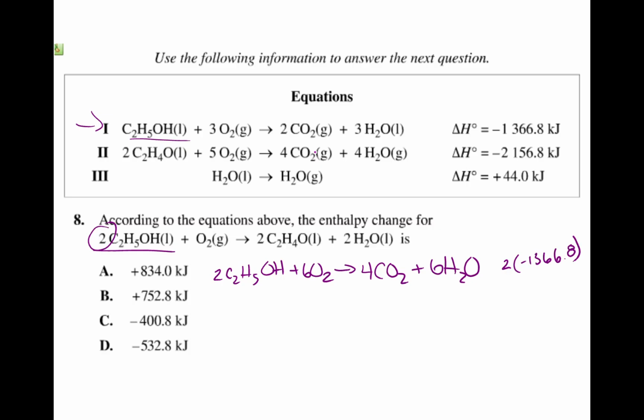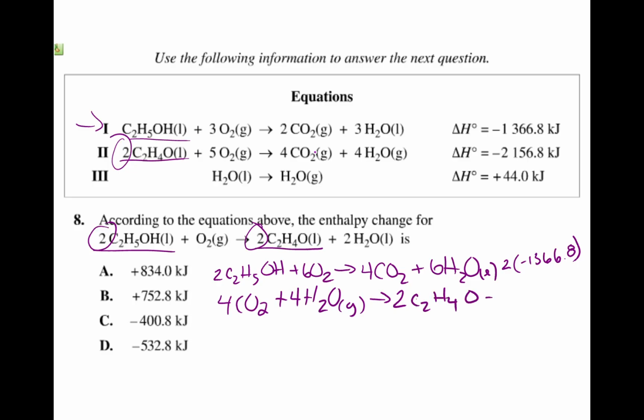That's my first one. My second reaction, I want to notice that my 2C2H4O is a reactant, but in my target, it's a product. So I'm going to flip reaction 2, and I'm not going to do anything else with it because I want 2 moles and I have 2 moles. So when writing this one out, you have 4CO2 plus 4H2O. And actually, I should put these states here for just water since it's changing. Plus your 2C2H4O plus 5 oxygen molecules.